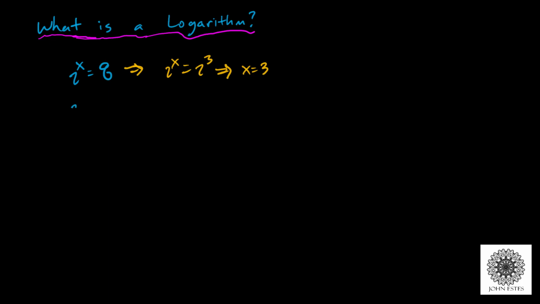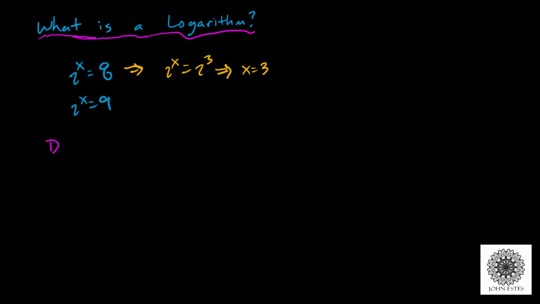But now if I look at something like this, 2 to the x equals 9, I've got to think, okay, now 9 is what power of 2? Well, 2 cubed is 8. 2 to the 4th is 16. So that would mean x has to be somewhere between 3 and 4, but I don't know exactly how to do that. And that is why we care about logarithms.